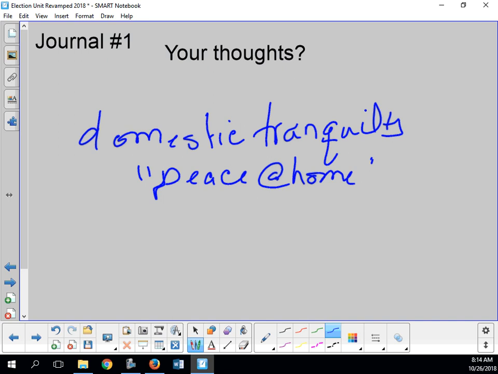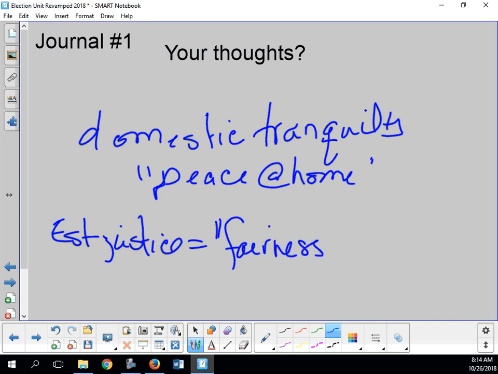I put establish justice, because I believe that a big part of it is to allow fairness and equalization for everybody. Okay, so what you're saying is fairness, equality. Okay. Caleb. I'd like to provide for the common defense. Okay.